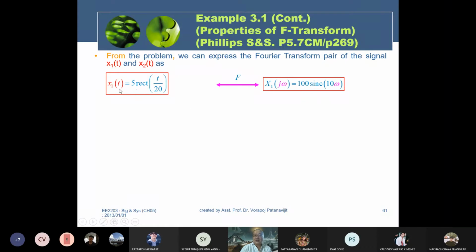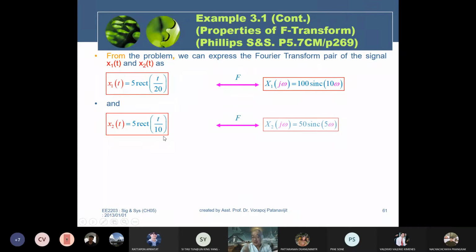Okay, x1 is a rectangle. The Fourier transform of it equals 10 sin 10 omega. The Fourier transform of x2 is similar to that of x1, only the width of the rectangle is different. Therefore, it's still the same function, but the shape of it is different too.